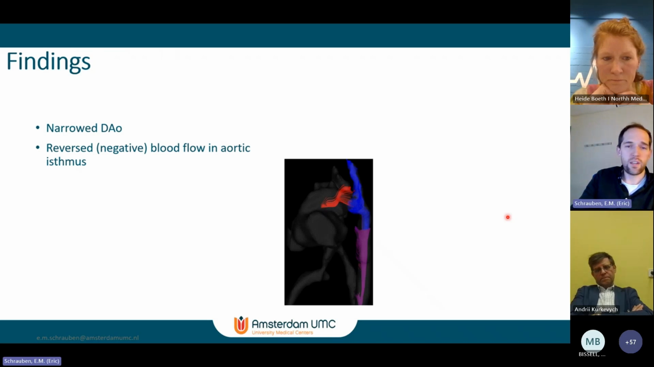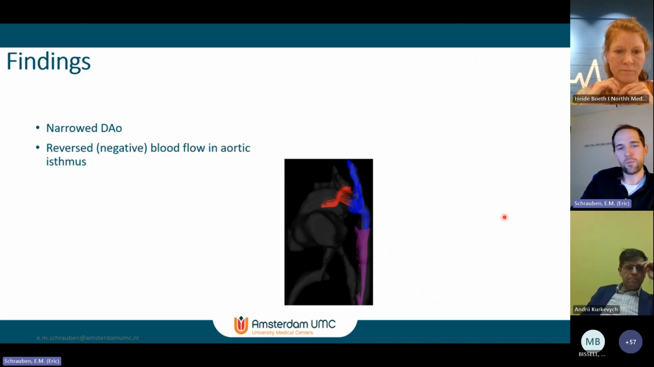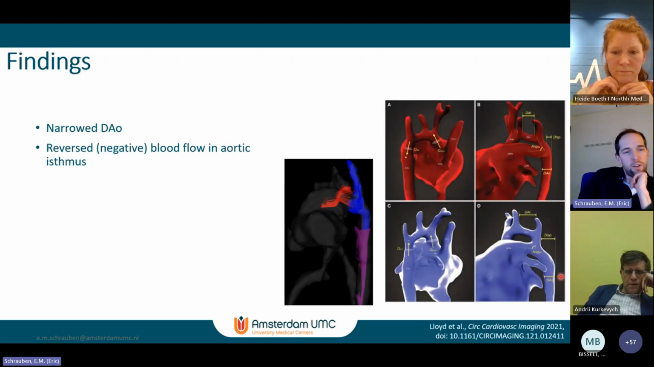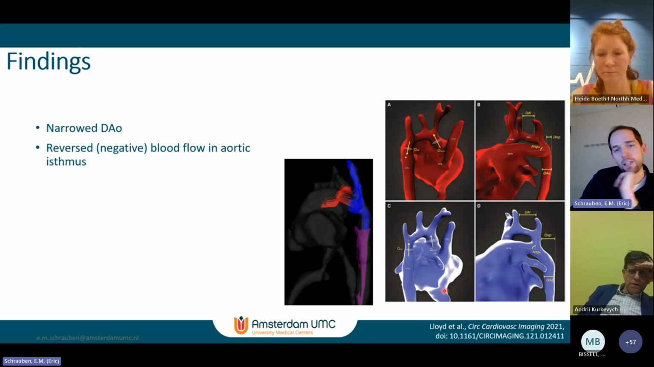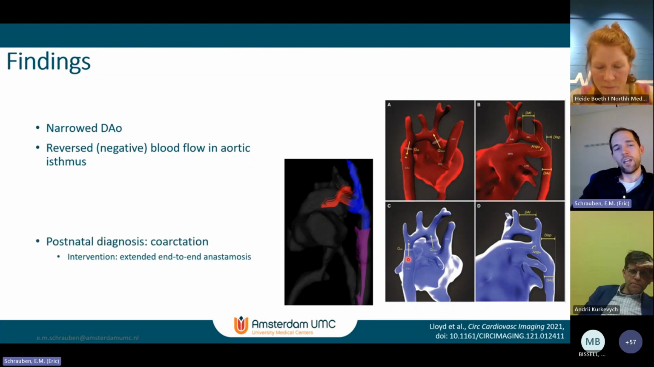So these are the two findings. We had a narrow descending aorta, which we could appreciate from the anatomical scan, the PCMRA segmentation, as well as a reversed negative blood flow in the aortic isthmus. And it's actually this reversed aortic isthmus flow that is one of these true positive hallmarks that David Lloyd and his colleagues were able to show in this paper in 2021 using 2D phase contrast. And indeed, the postnatal diagnosis here was a coarctation where the required intervention was an extended end-to-end anastomosis.